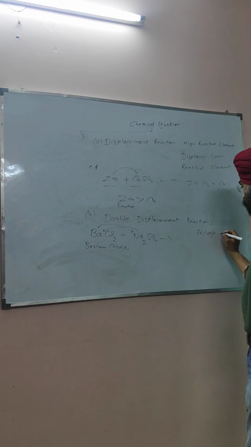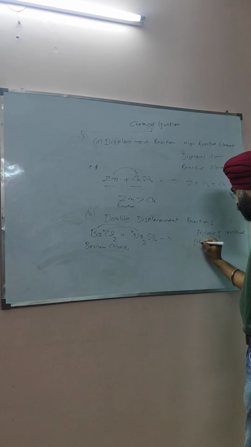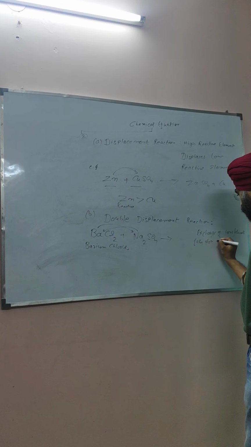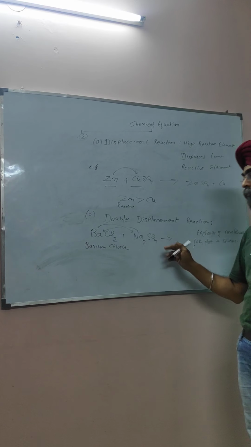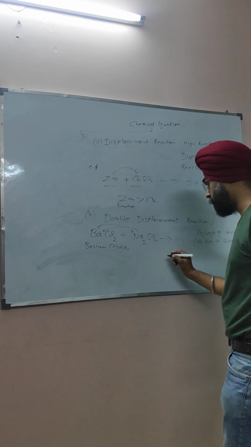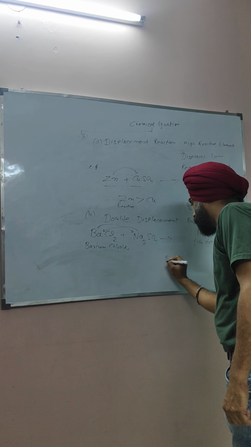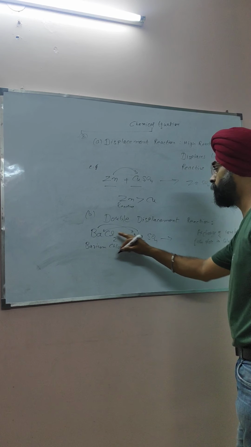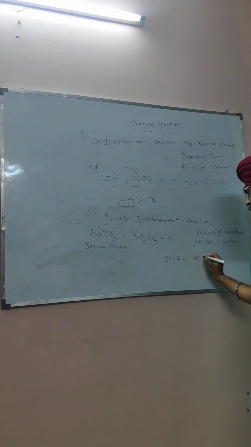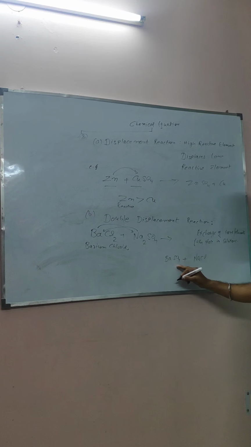So this reaction can be explained as exchange of ions or elements that takes place in solution. This type of reaction is called double displacement reaction. So what will be the product? Product will be barium sulfate, BaSO4, plus sodium chloride, NaCl.